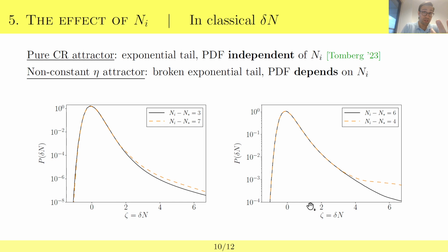This in turn induces another difference between this model and this model, which is that while for this model there is, to a large extent, an independence of the PDF of zeta or delta N on the choice of N_i, as it was already argued in this paper, and we came back to this in our own paper. In this other case, there is a strong dependence on the shape of the tail of the PDF, the exponential tail of the PDF, on the choice of the initial time in the classical delta N formalism.